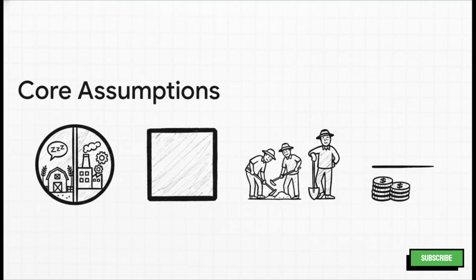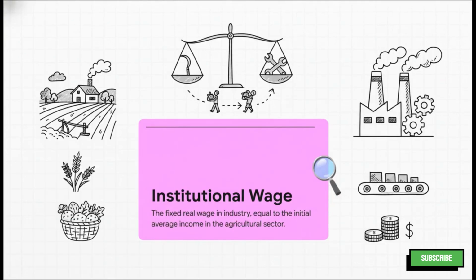Now, every theory is built on a few core assumptions, some ground rules. Fei and Ranis set up a few simple ones. The economy has two parts: a stagnant farm sector and a dynamic industrial one. Farming depends on just land and labor, and land is limited. And most importantly, they assumed that in the agricultural sector, there are surplus workers whose productivity is practically zero. Now, here's a really key concept: the institutional wage. It's a simple idea, really. It just means that the workers who move from the village to the city factory will get paid the same amount they were earning, on average, back on the farm. At least that's the starting point.